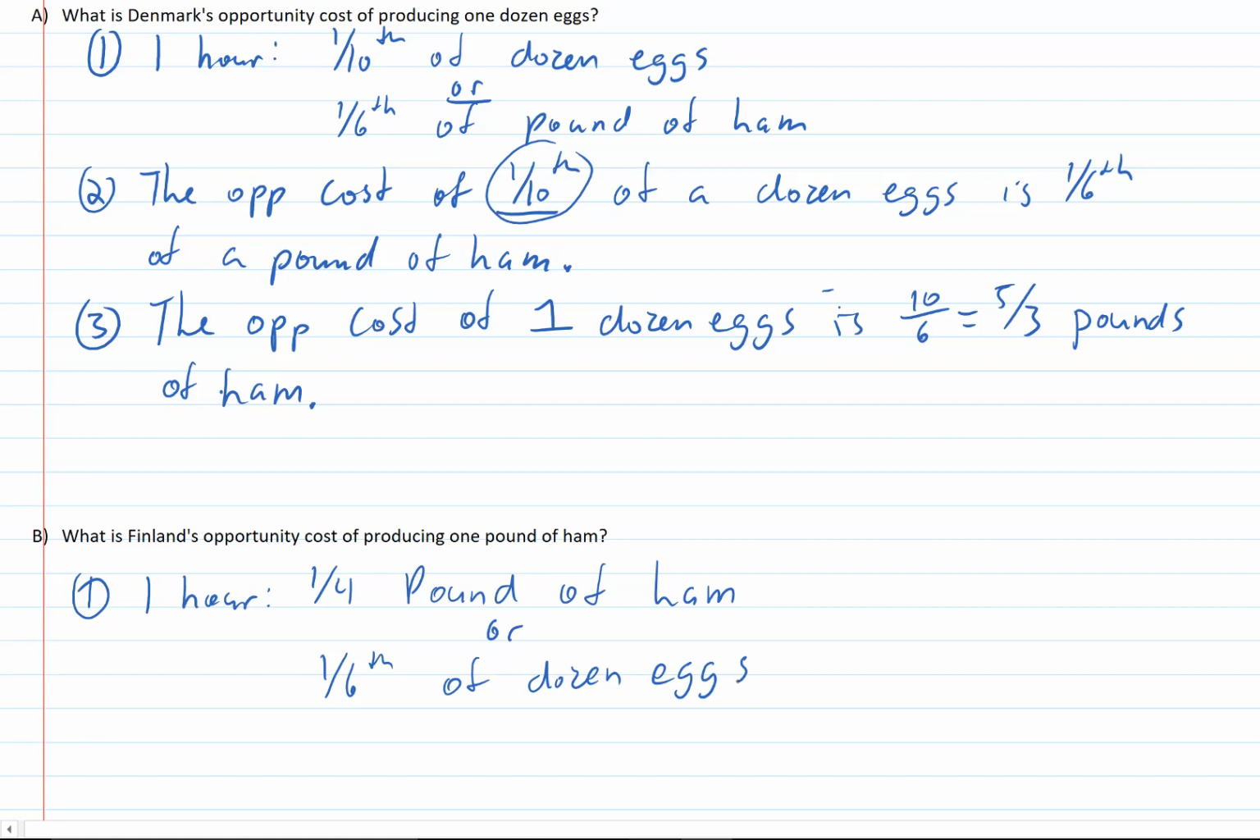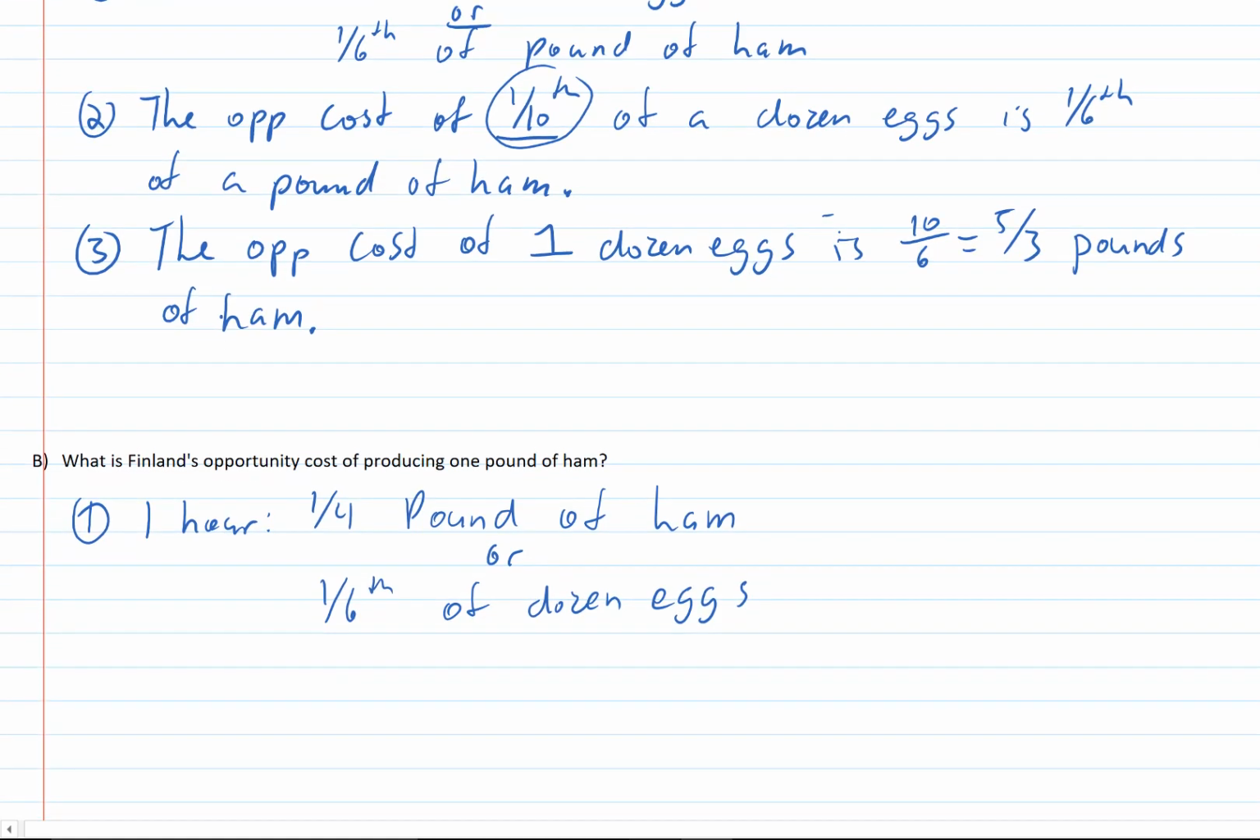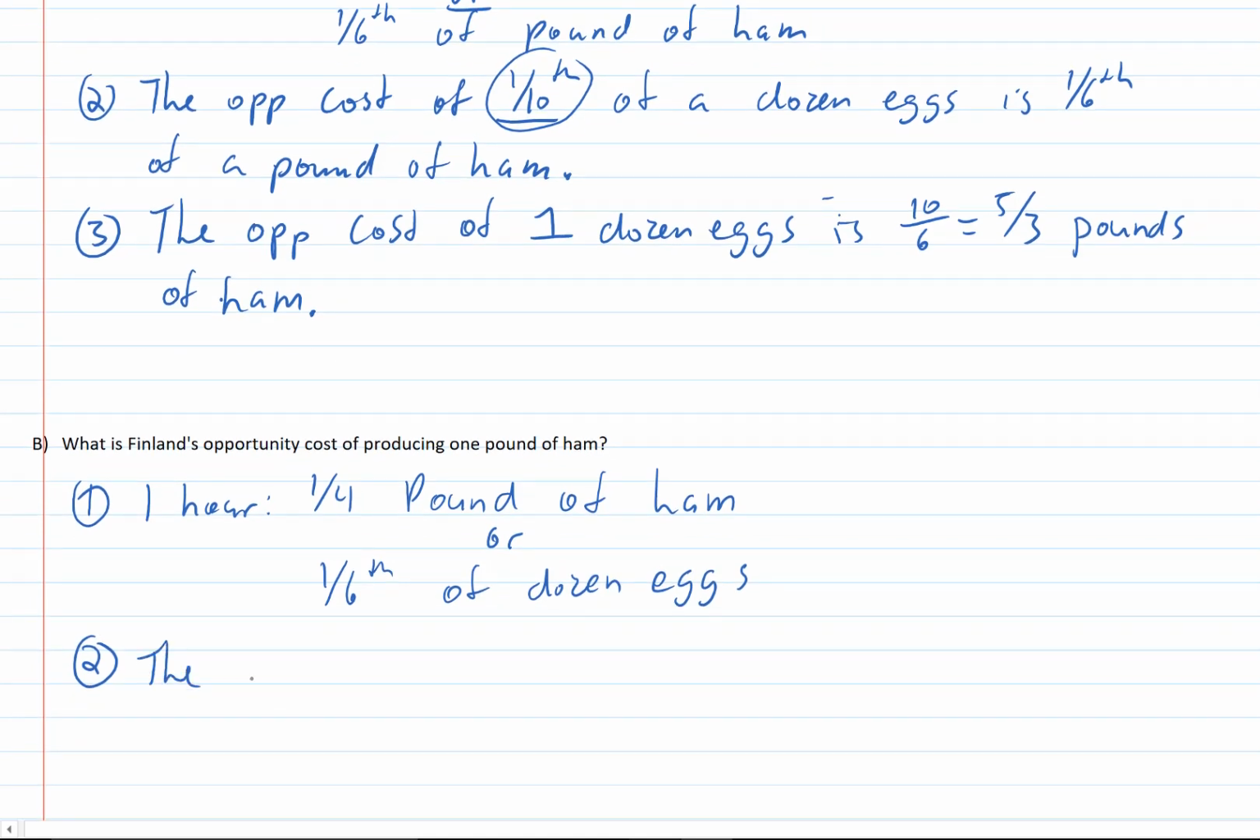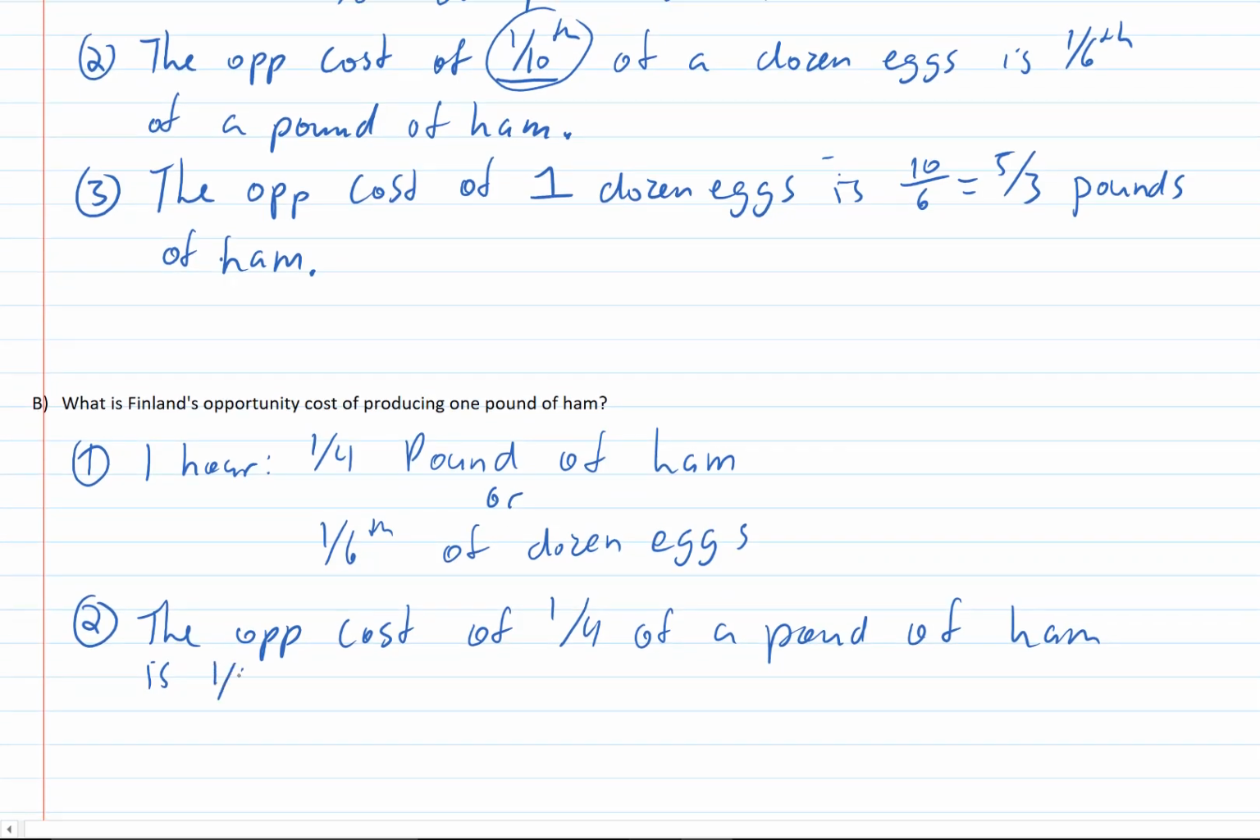Now we need to write out this trade-off in a sentence. That's our second step. So the opportunity cost of 1/4 of a pound of ham is 1/6 of a dozen eggs.